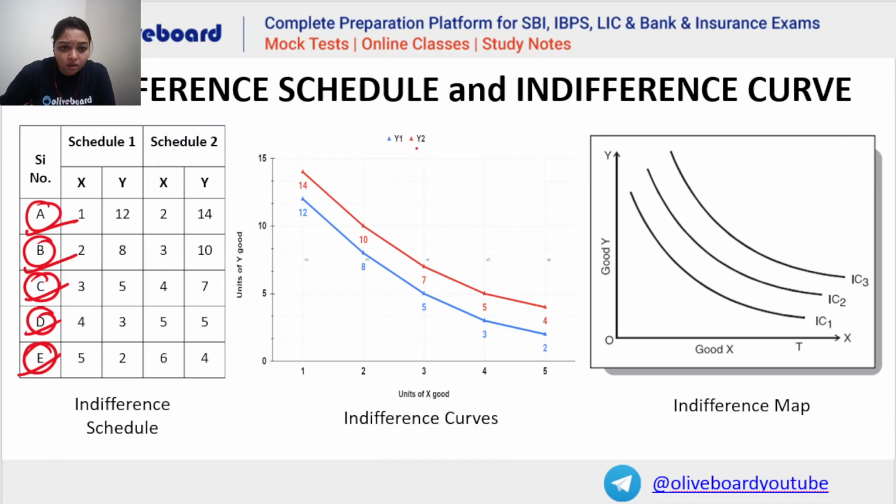Here, if you can see, I have marked schedule 1 in blue color and schedule 2 as a red color curve. This blue curve is going down and all the bundle points are present on it, and similarly the red is going down. That is your indifference curve. When the indifference schedule is mapped or drawn as a graph, we get the indifference curve. And when more than one indifference curve is present, like here where there are 1, 2, 3 curves, then we say that it is an indifference map.